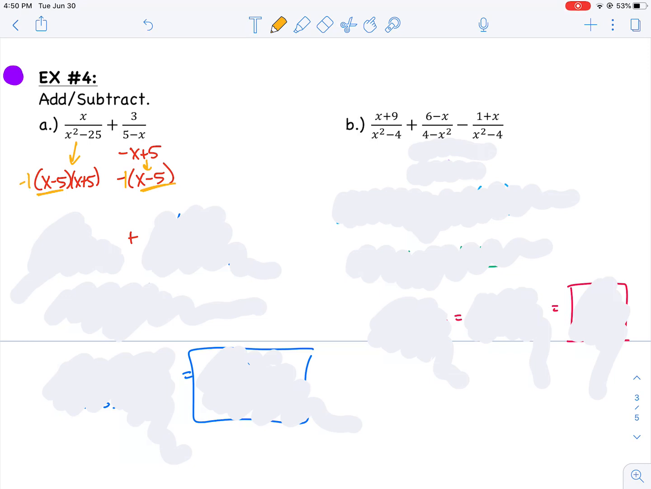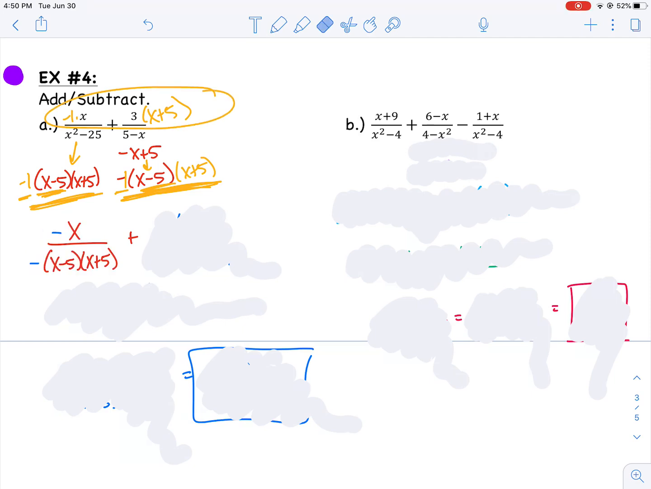So let's multiply the top and the bottom by negative 1. So now it has negative 1 times x minus 5, but it looks like the second one is missing an x plus 5. So let's multiply both the top and the bottom by an x plus 5. And now that we have common denominators, we should be able to combine these two fractions into the same fraction by just adding or subtracting the numerators together. So my first fraction looks like this. My second fraction looks like this with common denominators.